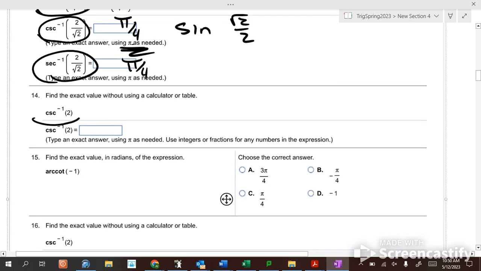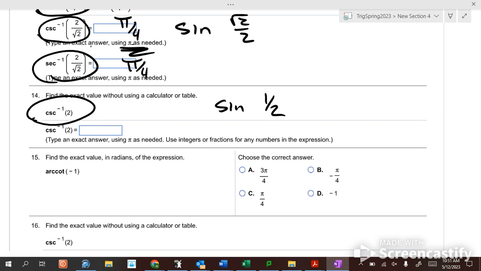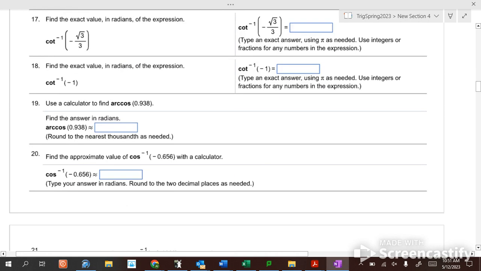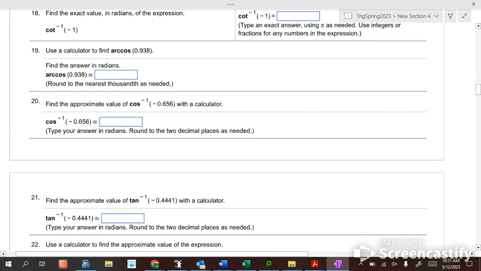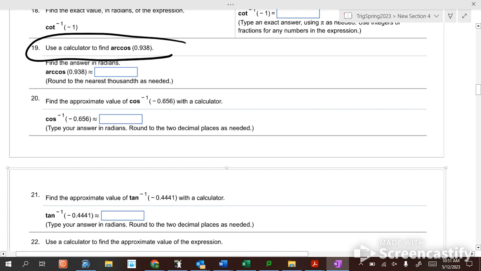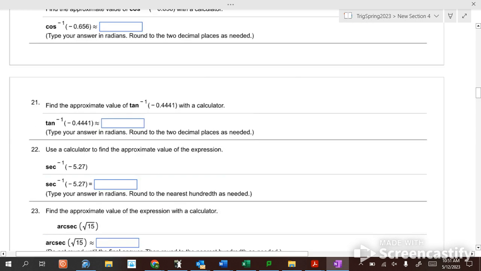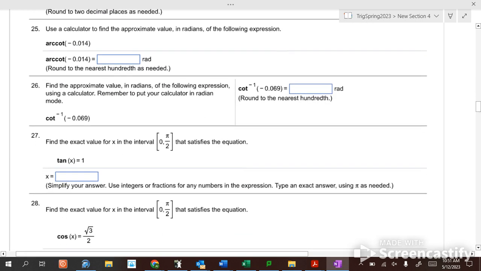Okay? Where is the cosecant, inverse cosecant, equal to 2? That means where is the sine equal to 1/2? Pi over 6. You are smart. Okay, so we're good with those. And these are just calculator ones. So that is just inverse. So you push second cosine of 0.938. Okay, so we can handle that, right? Okay, so you get some calculator ones in you.